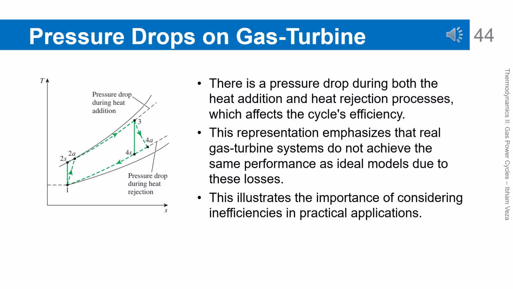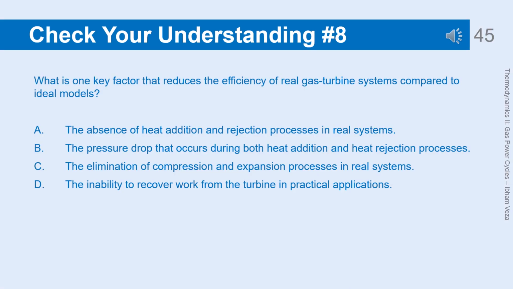In practice, pressure losses become one of the main performance limitations of gas turbines. Answer B. The pressure drop that occurs during both heat addition and heat rejection processes. Explanation of why other answers are wrong.